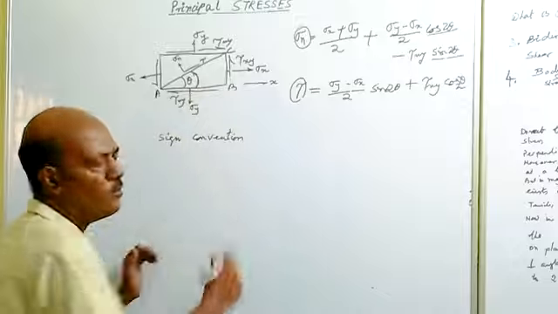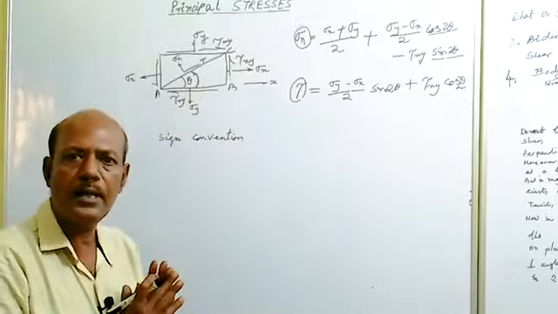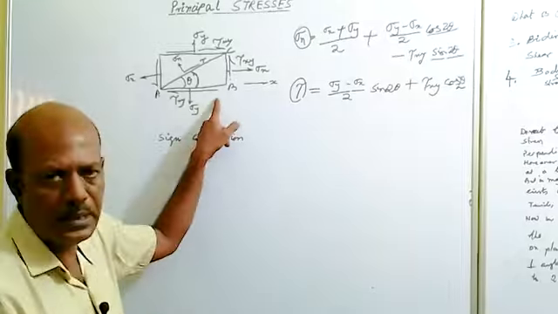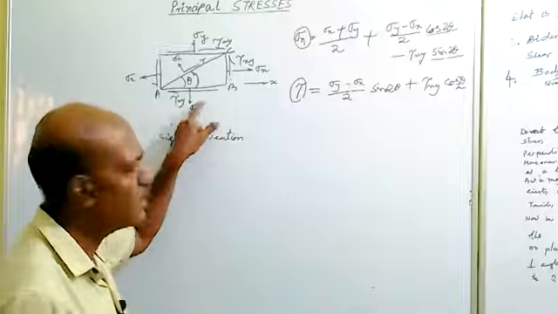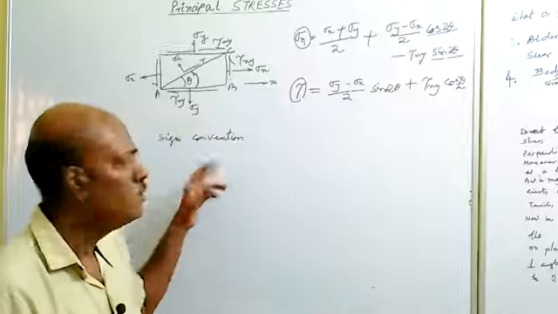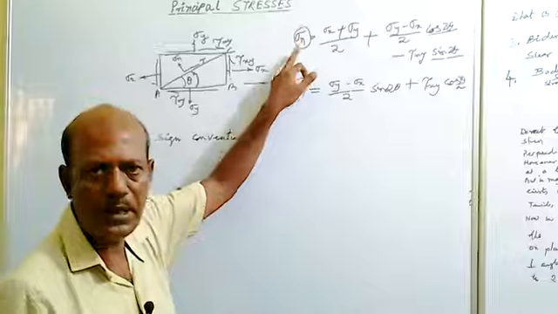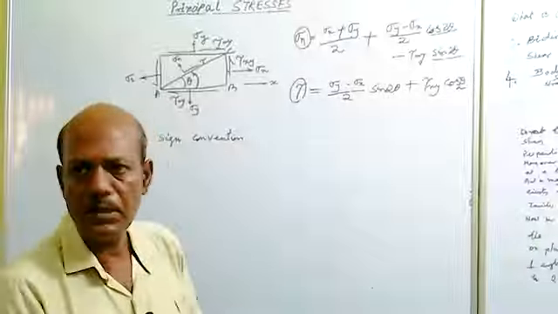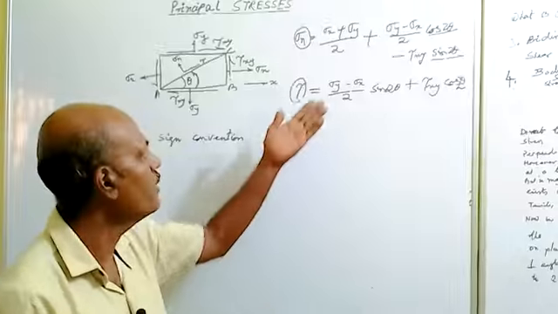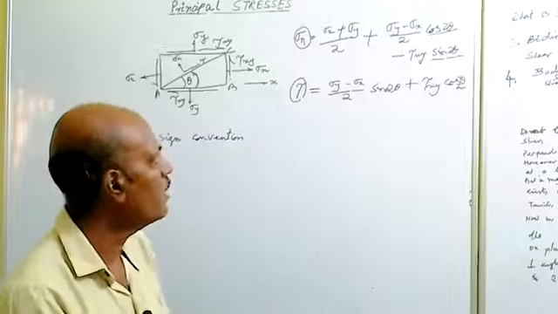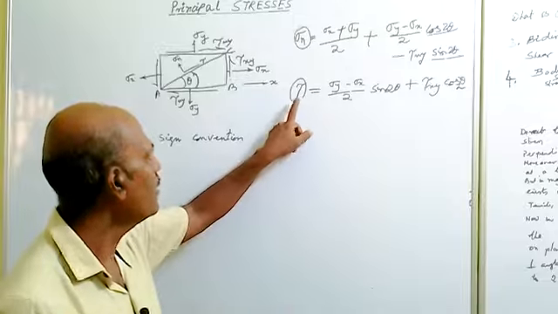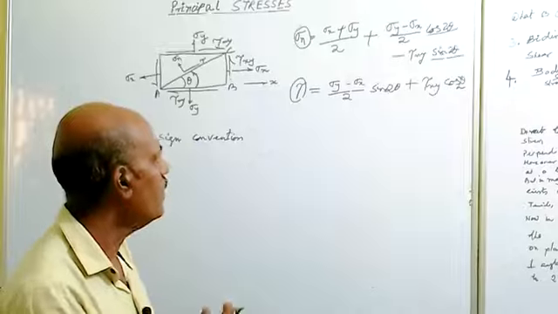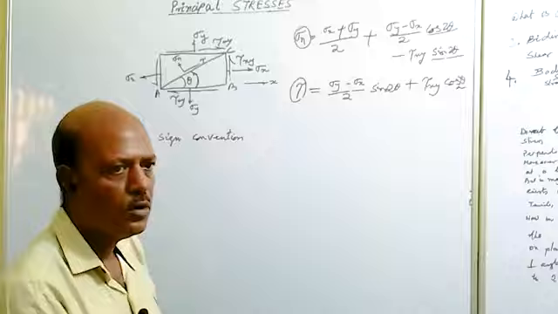Otherwise, you can get the formula by deriving it. So, for derivation, you need some time. Only remember this case, that is the third case we have solved, and the result we have got: sigma n and tau. Sigma n is equal to (sigma x plus sigma y)/2 plus (sigma y minus sigma x)/2 cos 2 theta minus tau xy sin 2 theta, and tau is (sigma y minus sigma x)/2 sin 2 theta plus tau xy cos 2 theta.